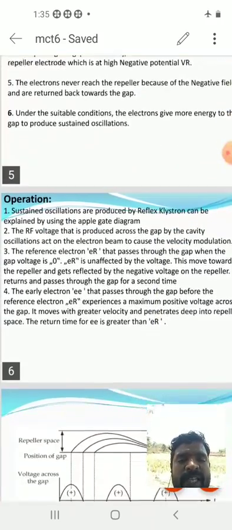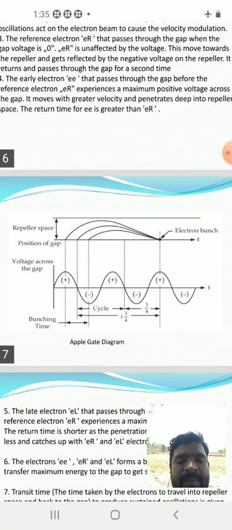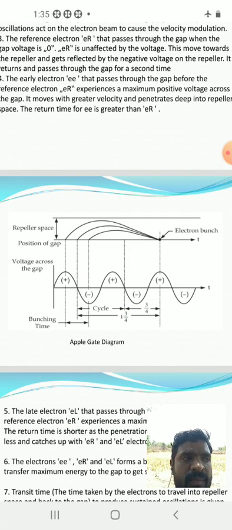This reflection is also explained by the Applegate diagram. Here, the electrons move in the forward direction and reverse direction, and an electron bunching process exists between the anode cavity and the repeller space. The diagram shows the position of the gap to the repeller space where electron bunching exists. The bunching starts from the first complete cycle onwards.